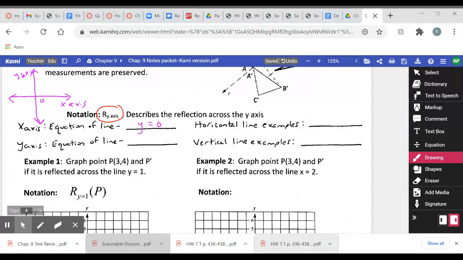If we're referring to the y-axis, the actual equation of the line is x is equal to 0, because the y-axis goes through the x-axis at 0. So anytime you see y is equal to a number, that's representing a horizontal line. And anytime you see x is equal to something, that is representing a vertical line. And if it happens to be 0, we're talking about the x or y axis.